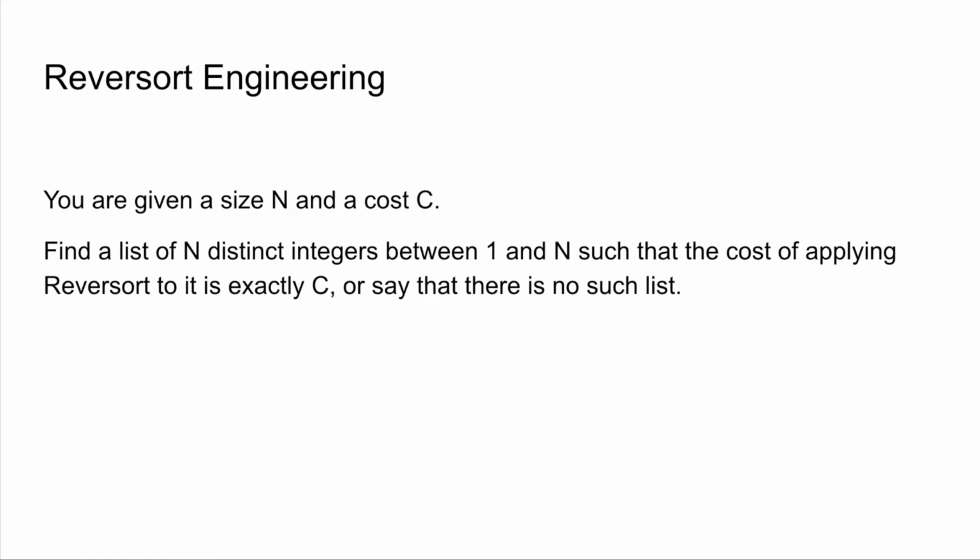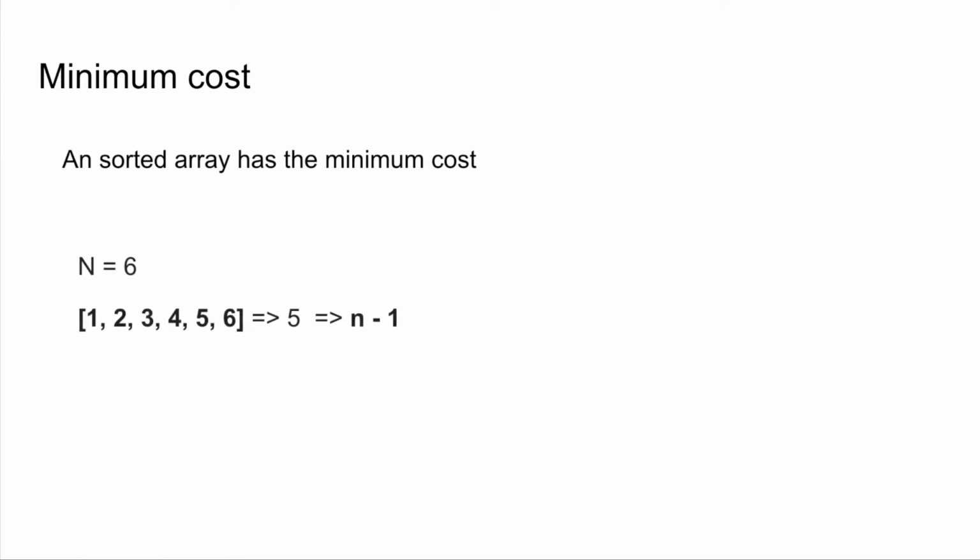Let's talk about minimum and maximum cost. What kind of array has the minimum cost? The goal of Reversort is to sort the list. So, if the list has been sorted already, then it should cost the least. For example, given 1 to 6, the cost is 1, 1, 1, 1, 1, so the minimum cost is n minus 1.